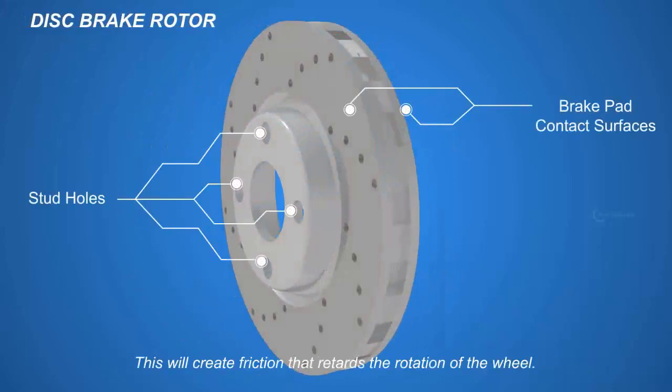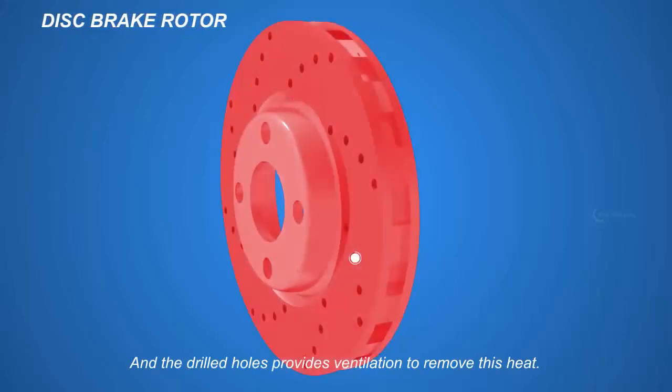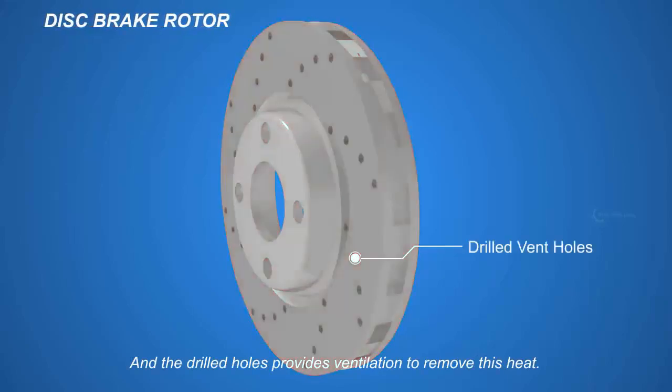This will create friction that retards the rotation of the wheel. The disc rotor produces a lot of heat due to this friction, and the drilled holes provide ventilation to remove this heat.